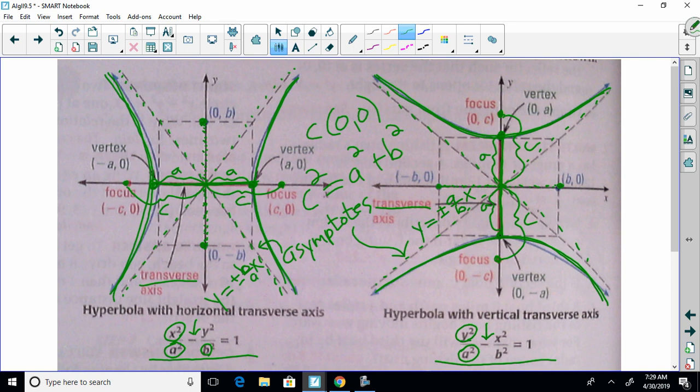So kind of like with ellipses, these diagrams get a little bit overwhelming. There's just a lot of information, a lot of pieces to understand what they are and what those letters represent. But that's what they are for hyperbolas. Let's actually get to an example.